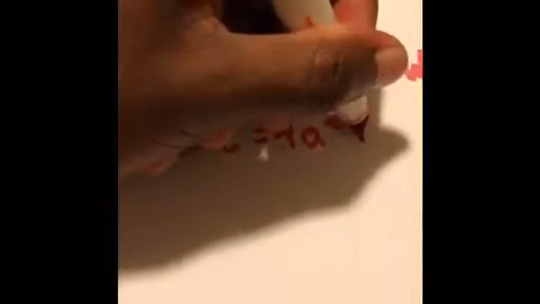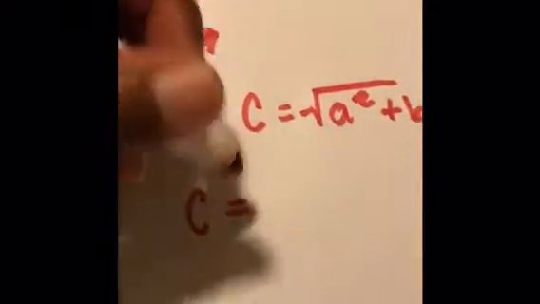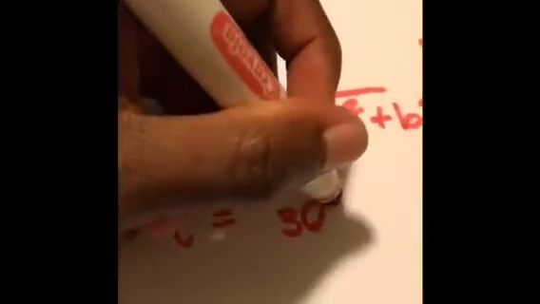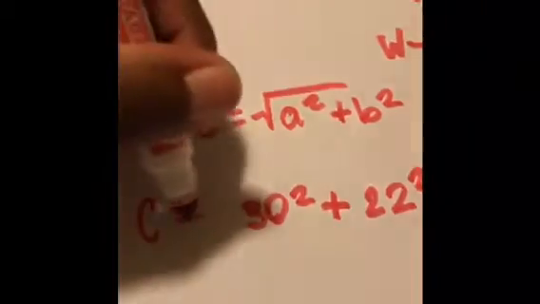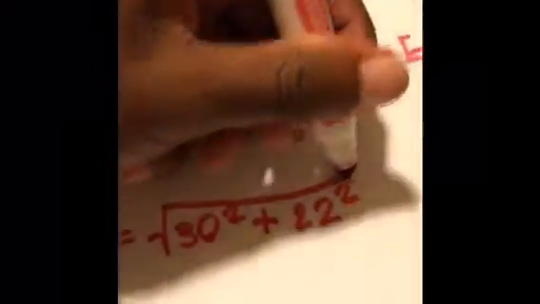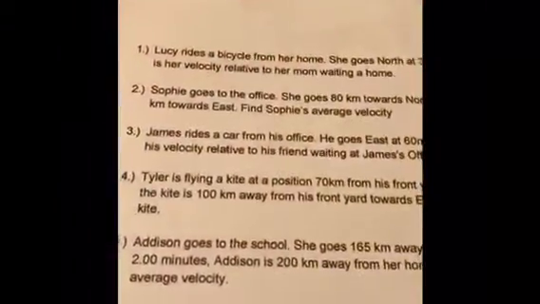All that's left is to find out the magnitude of this resultant vector. So we can use the Pythagorean theorem. Rearranged, c would equal the square root of a squared plus b squared. So we could say c can be defined as the square root of 30 squared plus 22 squared, and this equals 37.2 meters per second.